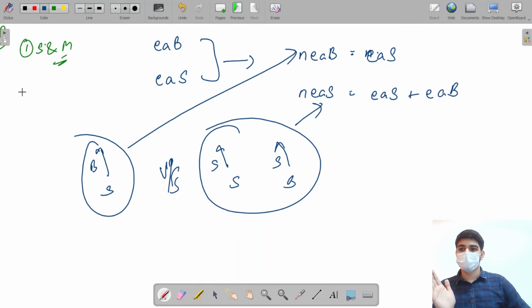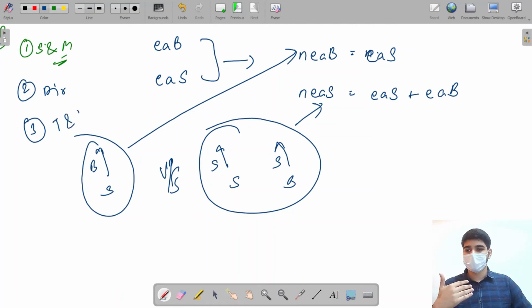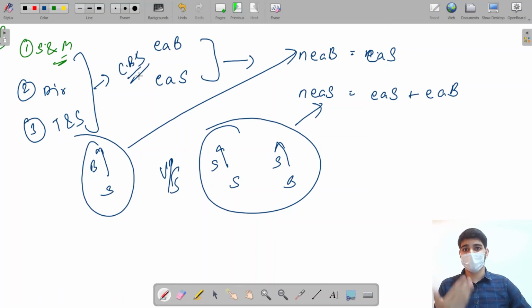So the storage and meaning, the direction, and the traversing and solving part is exactly similar to count binary strings, which was the previous question. I recommend again that you check that out first. This is the formula that we would be working with.